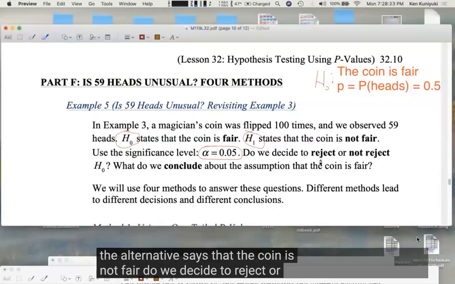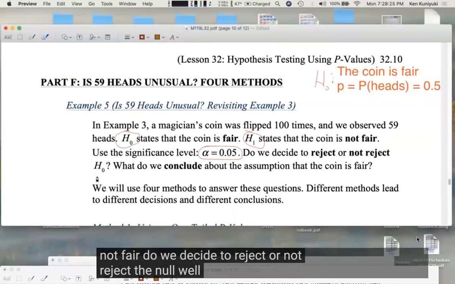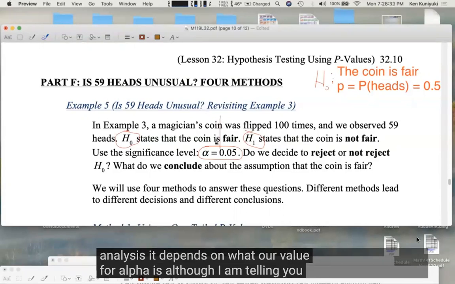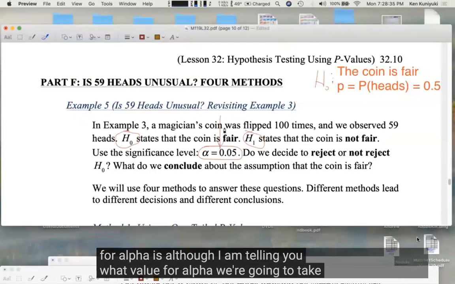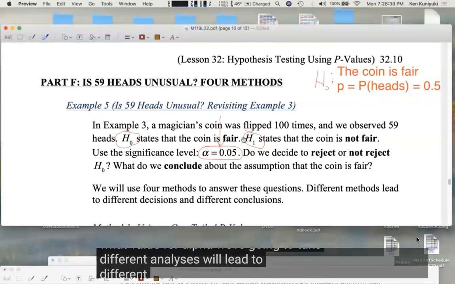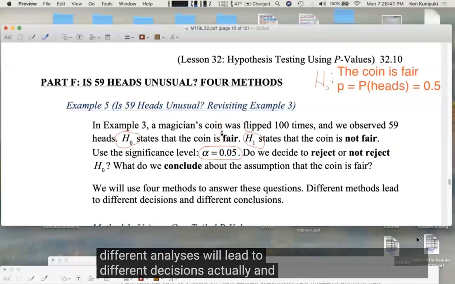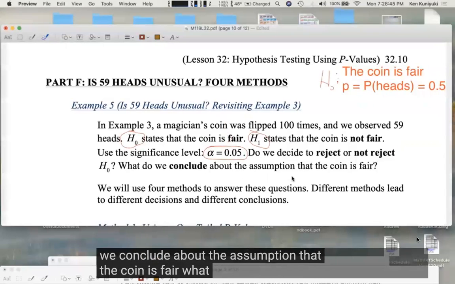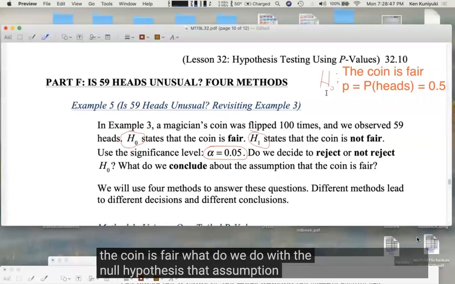Do we decide to reject or not reject the null? Well, that's going to depend on if we use a one-tailed or a two-tailed analysis. It depends on what our value for alpha is, although I am telling you what value for alpha we're going to take. Different analyses will lead to different decisions, actually. And what do we conclude about the assumption that the coin is fair? What do we do with the null hypothesis? That assumption.